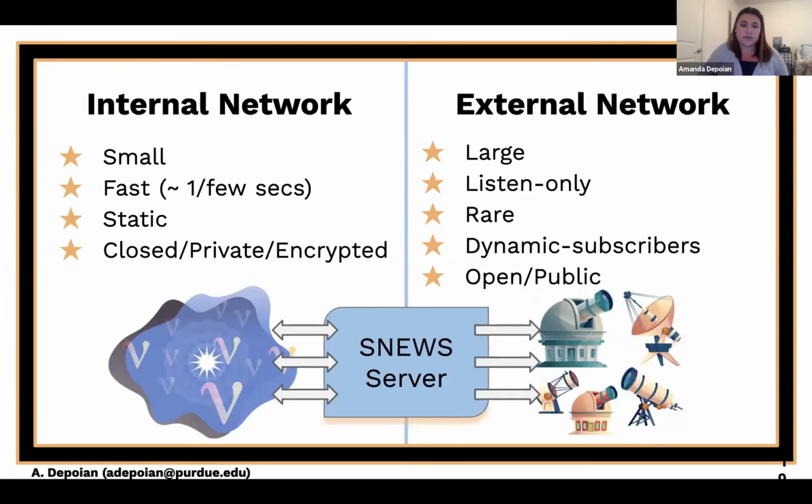So the server is sort of set up into two networks. We have our internal and external networks. The internal network is the small network of our neutrino experiments. This is 15, 20 or so experiments. It'll have a fast response time. So we see an alert, we do our analysis and check and see what's going on. The network itself will be static, but we're not going to really add many experiments in or out. Maybe we'll add one or take one away every couple of years or something.